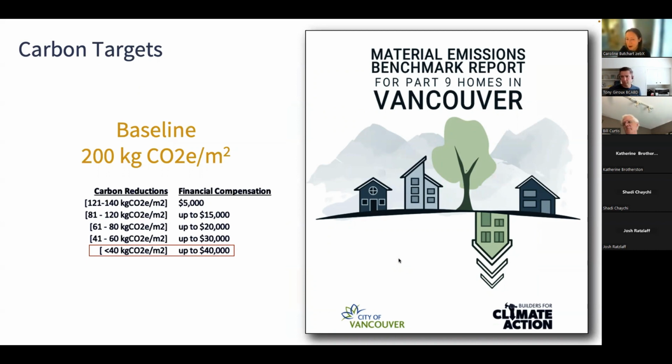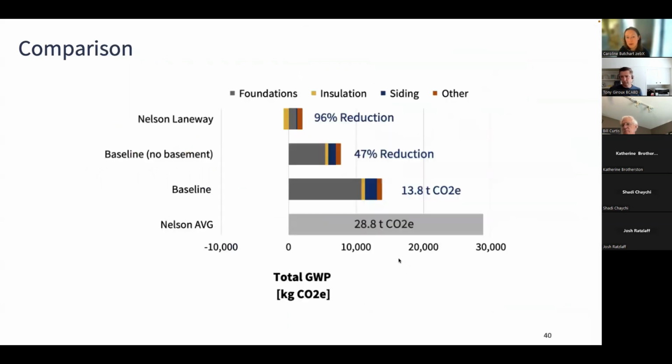I don't remember right now exactly what the cost savings were, but this project came out financially better off and with a much lower carbon footprint than they would have before they started implementing these changes. So the Nelson Laneway had a 96% reduction relative to an average home in Nelson. Most of that was in eliminating the basement, and the other substitutions that they did got them down to about 13.8 tons of CO2 equivalent.